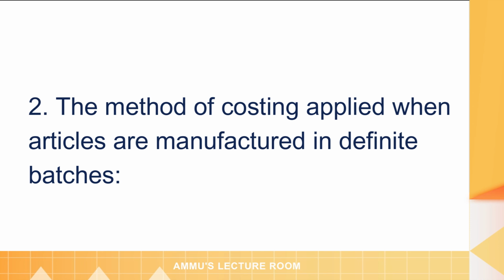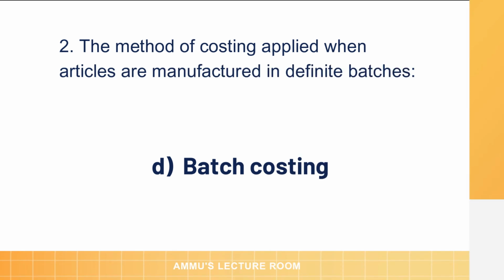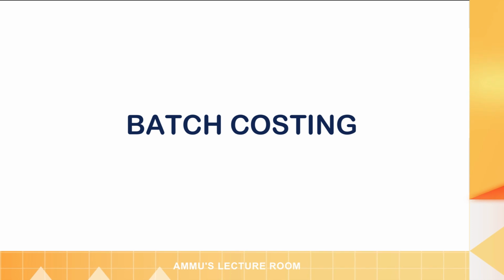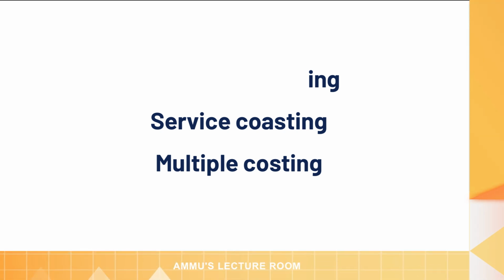The method of costing applied when articles are manufactured in definite batches. Option A, absorption costing. Option B, service costing. Option C, multiple costing. Option D, batch costing. Here the answer is batch costing. Batch costing is the method of costing applied when articles are manufactured in definite batches. Now let's see batch costing in detail. Along with that, we will discuss the other options also, that's absorption costing, service costing, and multiple costing.